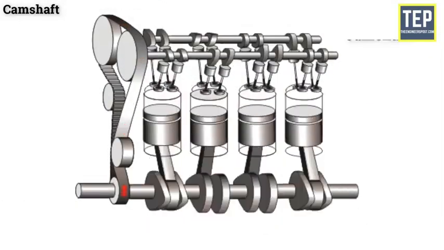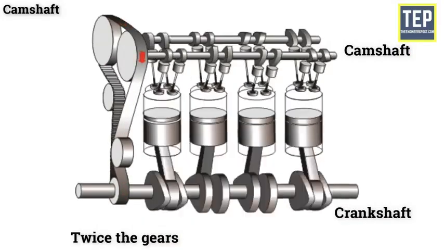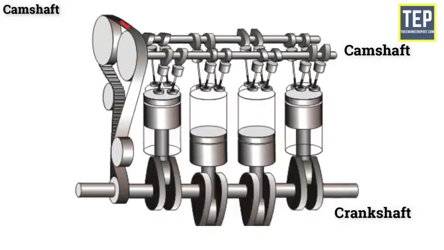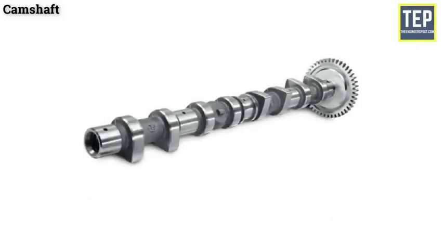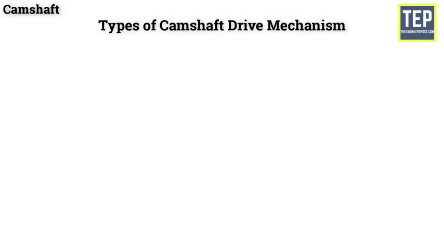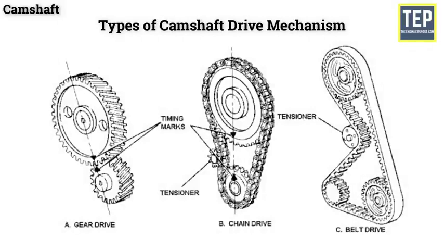The camshaft is driven by the crankshaft, and it has twice as many teeth on its gear as the gear on the crankshaft, and it turns at half the speed of the crankshaft. Camshaft is made from forged alloy steel. There are 3 types of camshaft drive mechanism. They are gear drive, chain drive, and belt drive.